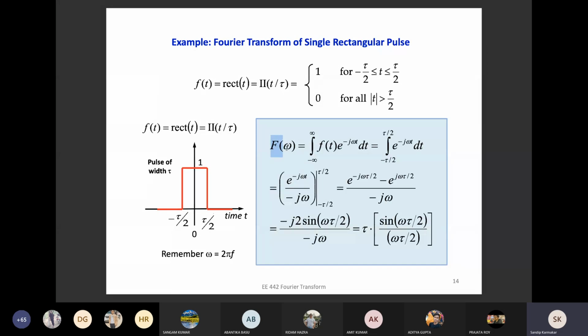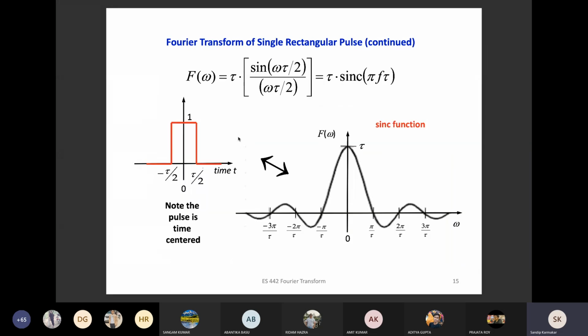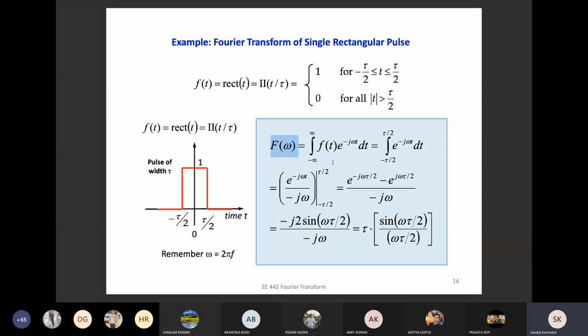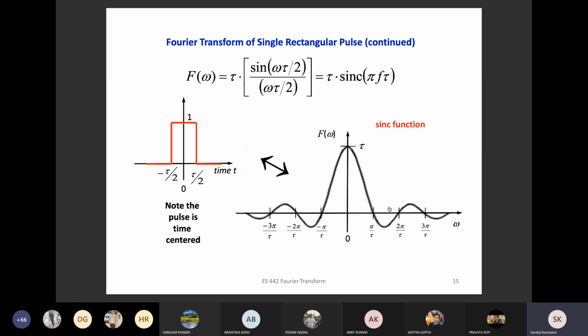So this is how you have to find the Fourier transform of a function. Understand this example very well. I wanted to find the Fourier transform of a single rectangular pulse and this is the value I have got. Have you understood? Is there any question? If there is any question, you can stop me and ask me.